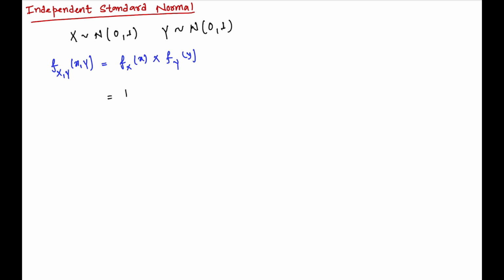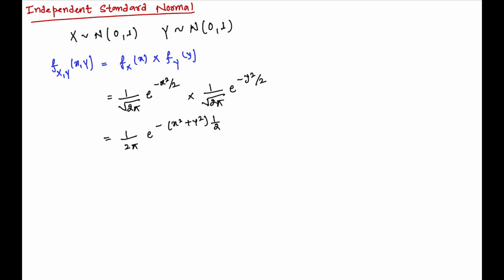And if you recall, what's the PDF formula for the standard normal random variable? For this random variable, since we have the variance 1, it will be 1 divided by root 2 pi, e to the power minus x square divided by 2, right? This is the PDF of this random variable x. And what will be the PDF of this random variable y? It will be again 1 divided by root 2 pi, e to the power minus y square divided by 2, right? And if you try to solve it further, it will be 1 divided by 2 pi, e to the power minus (x square plus y square) divided by 2. So this is what you will get, right?